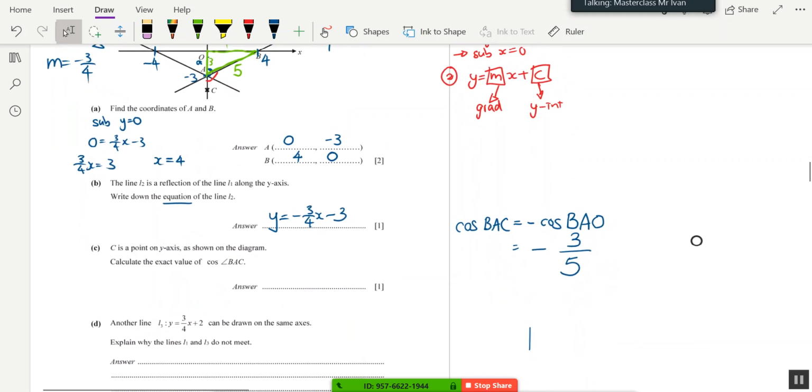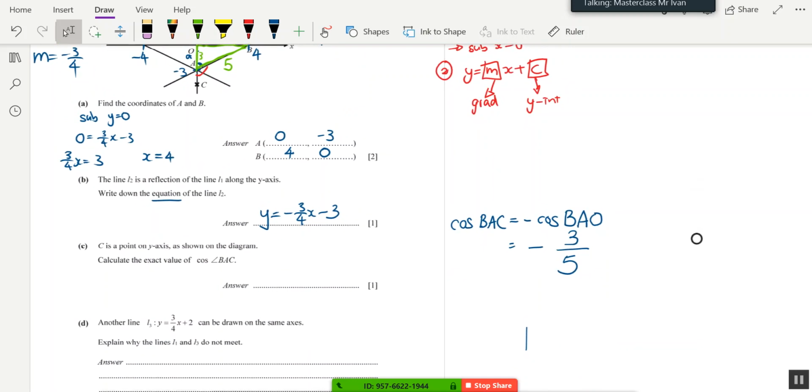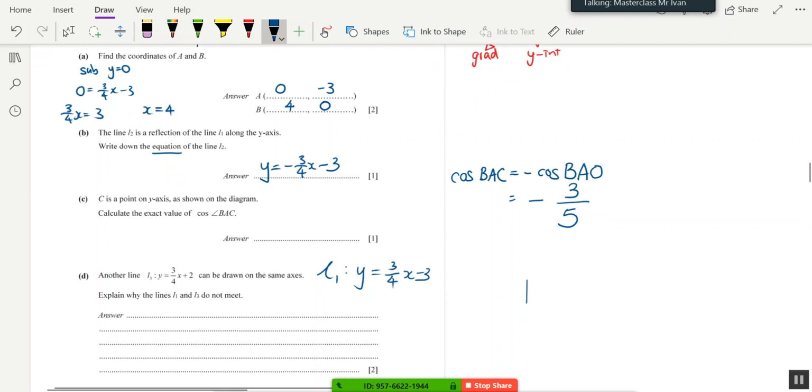L3 can be drawn on the same axis. Explain why L1 and L3 do not meet. What kind of line will never meet each other? Parallel. So why are they parallel? Same gradient. Well done.